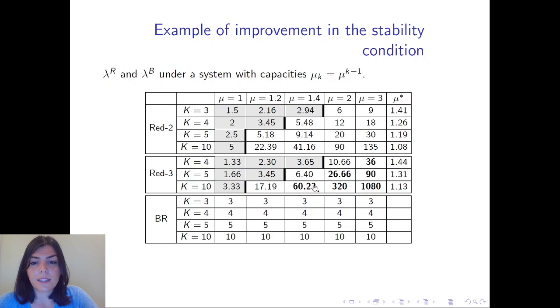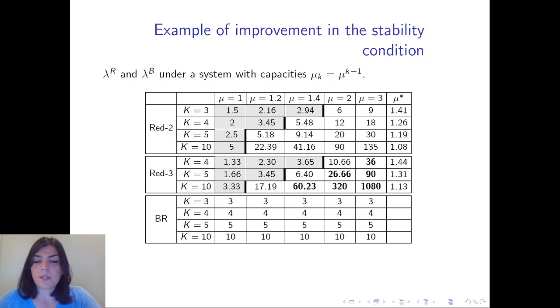And now we are going to look at the values in bold, and we observe that for a fixed K, here the stability condition under D is going to increase. So here, if we consider K equal to 10, we observe that the stability condition under redundancy 3 is larger than under redundancy 2. And this was in contradiction to what we obtained before, that when server capacities are homogeneous, the stability condition reduces in D.